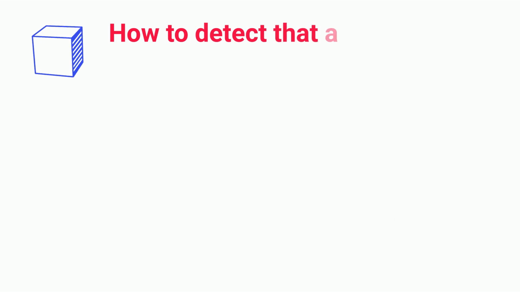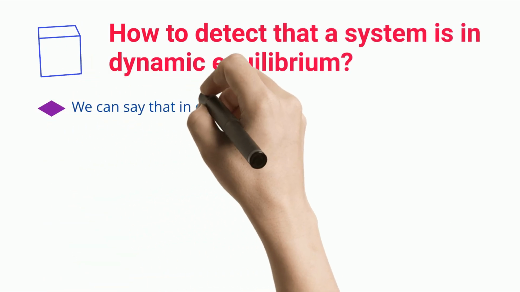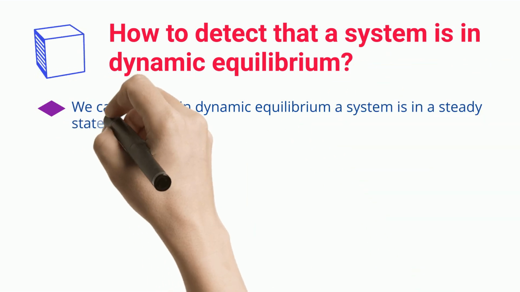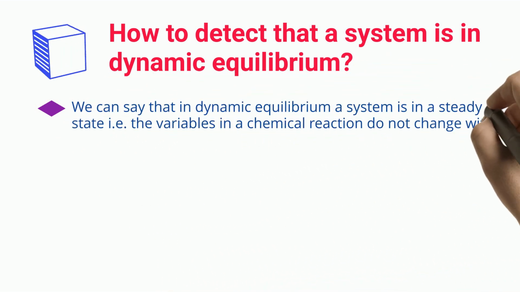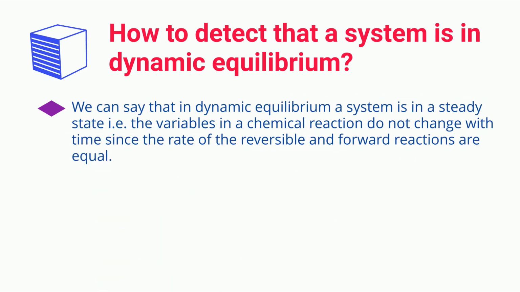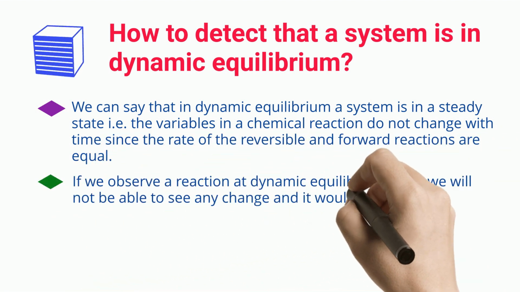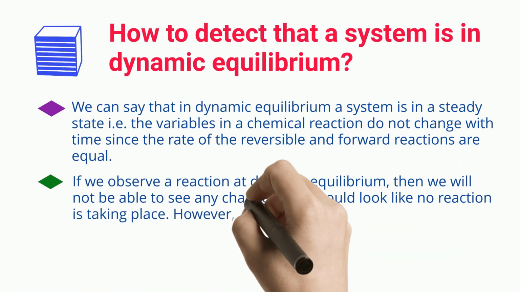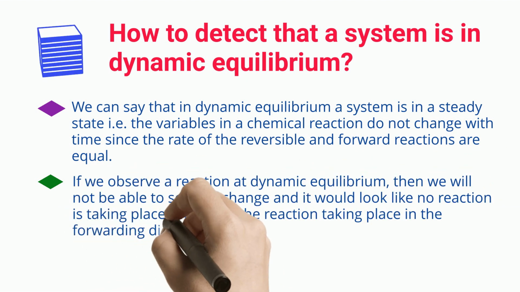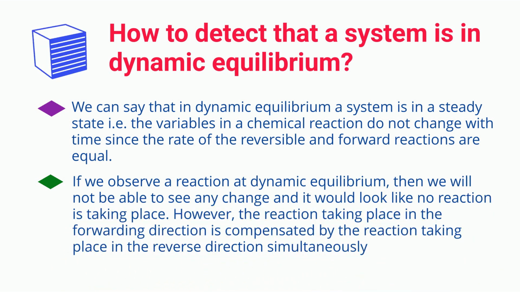How to detect that a system is in dynamic equilibrium? We can say that in dynamic equilibrium a system is in a steady state, i.e. the variables in a chemical reaction do not change with time since the rates of the reverse and forward reactions are equal. If we observe a reaction at dynamic equilibrium, we will not be able to see any change, and it would look like no reaction is taking place. However, the reaction taking place in the forward direction is compensated by the reaction taking place in the reverse direction simultaneously.